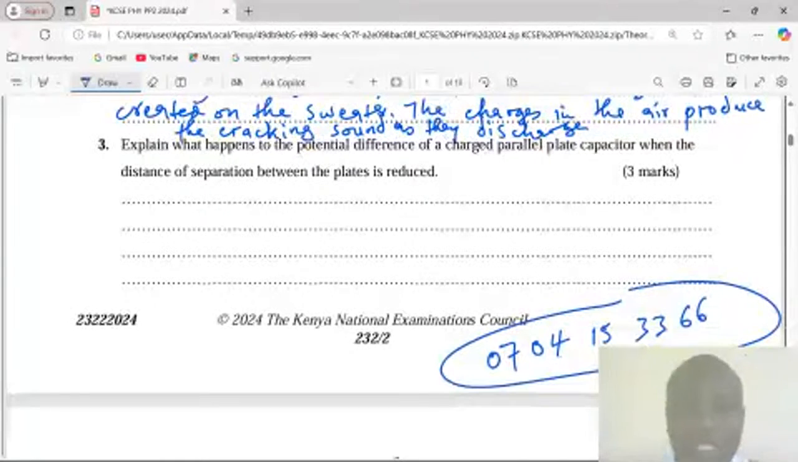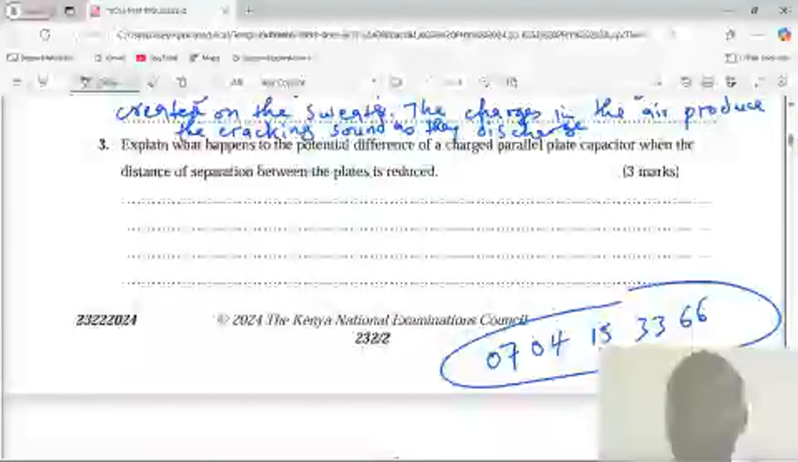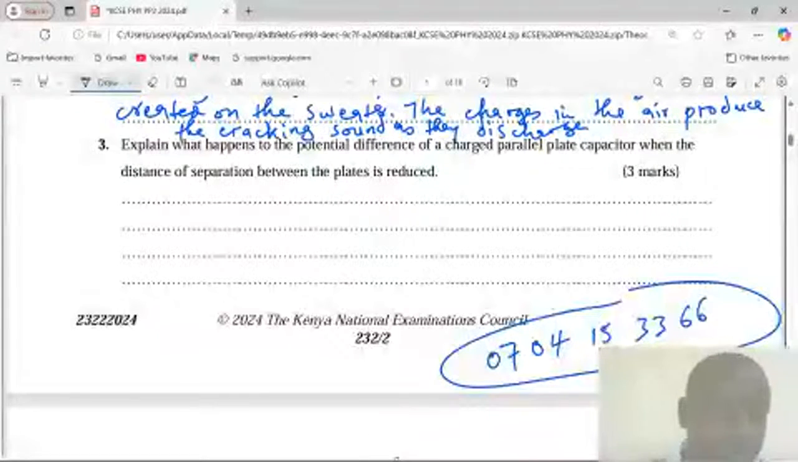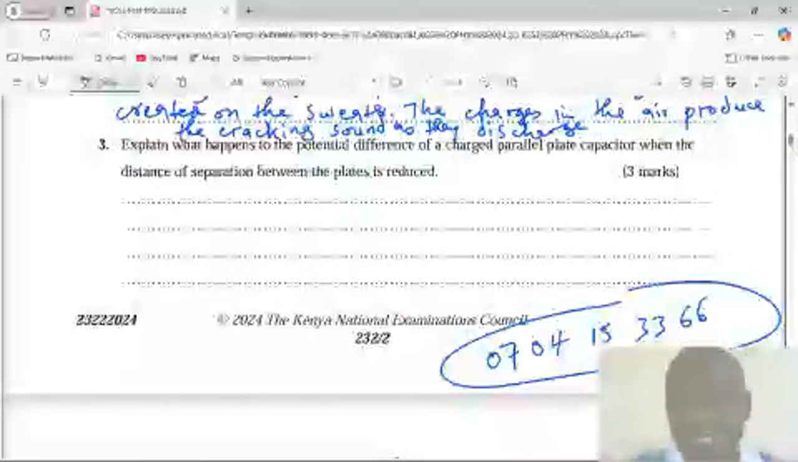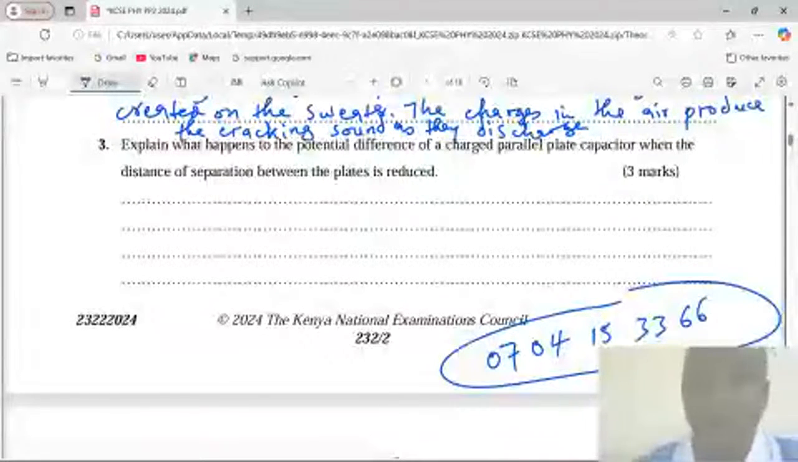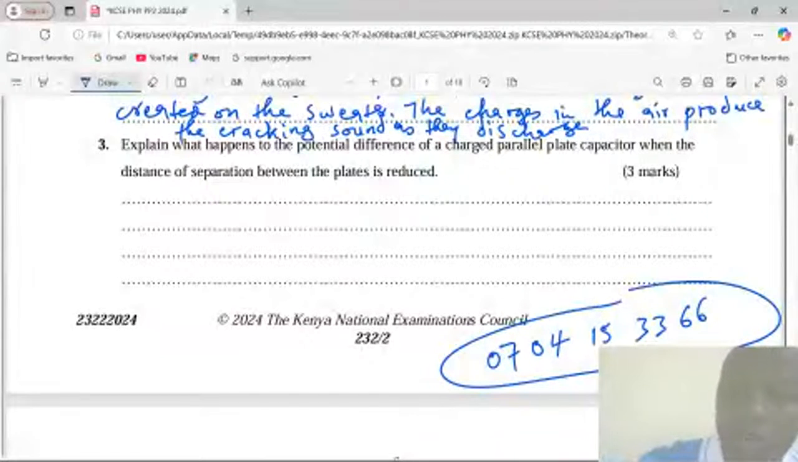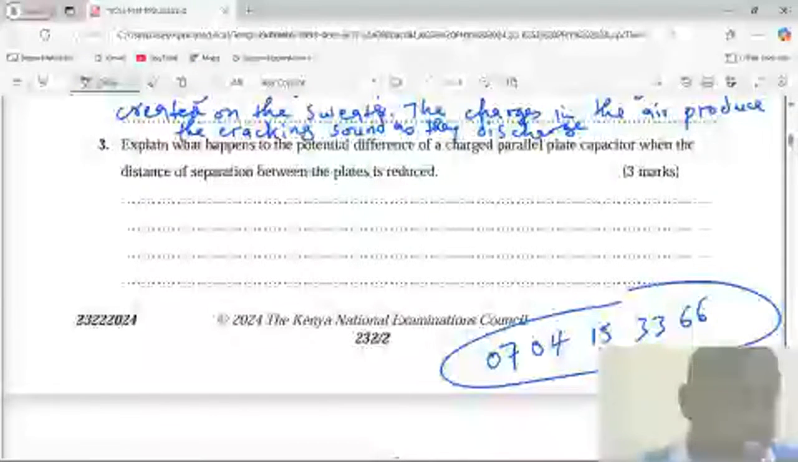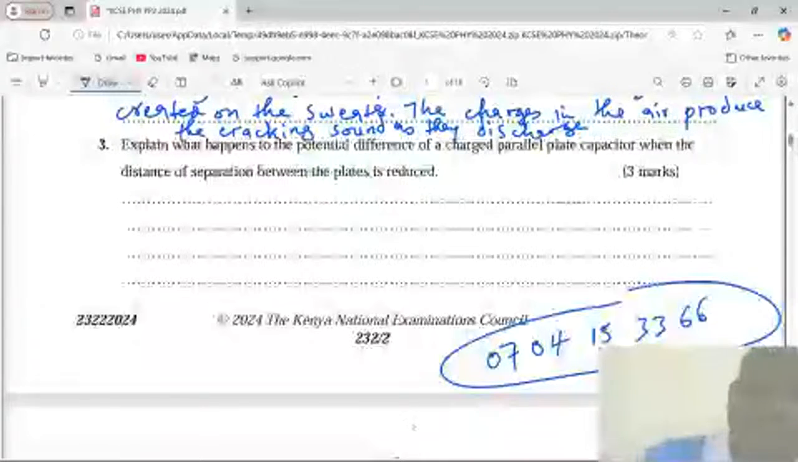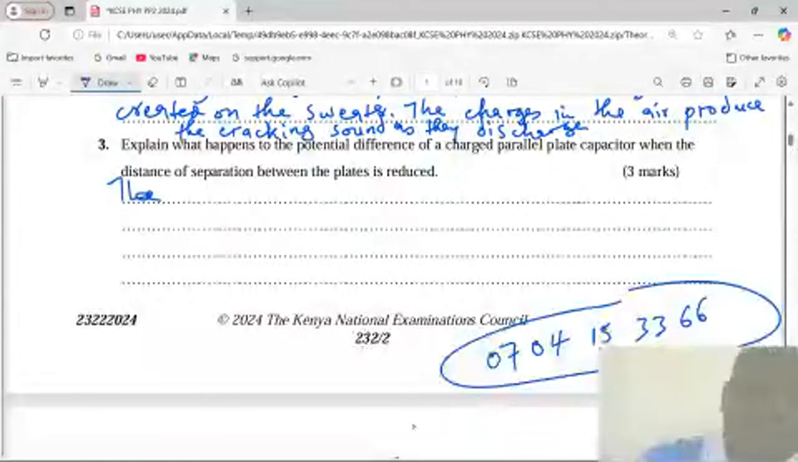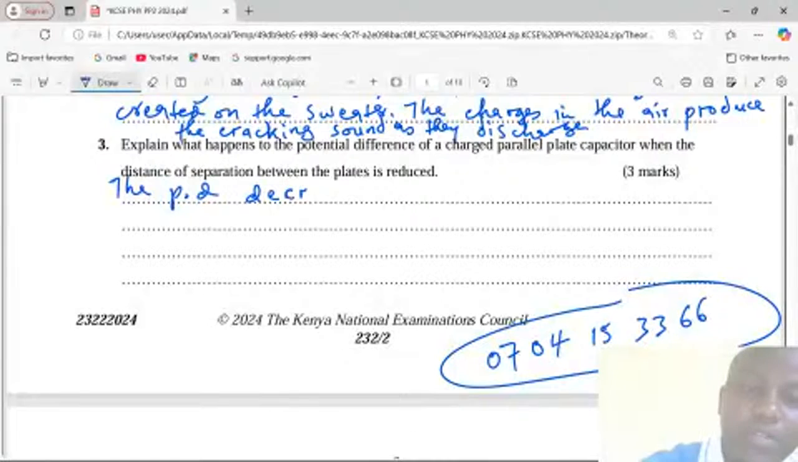Number 3. Explain what happens to the potential difference of a charged parallel plate capacitor when the distance of separation between the plates is reduced. What you're supposed to know is that when you bring the plates together, that is reducing their distance of separation, then the capacitance is increased. And capacitance increases with a decrease in the potential difference. So we say that the potential difference decreases or reduces.